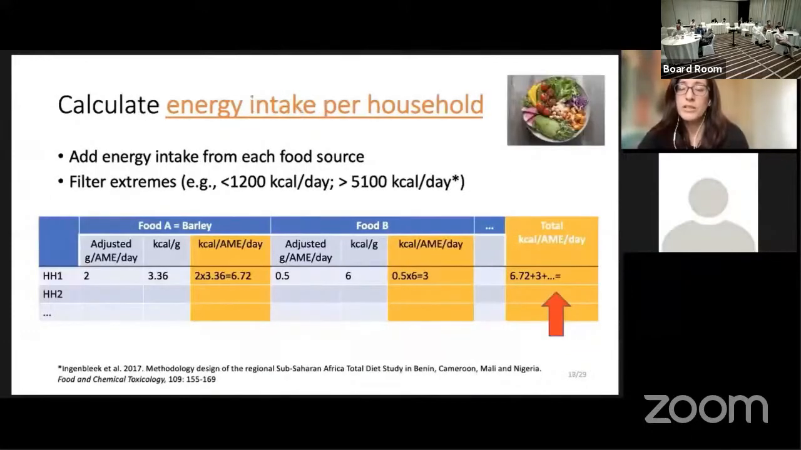And finally, we will calculate the energy provided by every food item consumed, add up the values, and obtain a total energy intake per AME per day, shown here in the last column. Extreme values can then be removed. For example, those below 1,200 or those above 5,100. But note that this is just an example and local or regional values may vary.